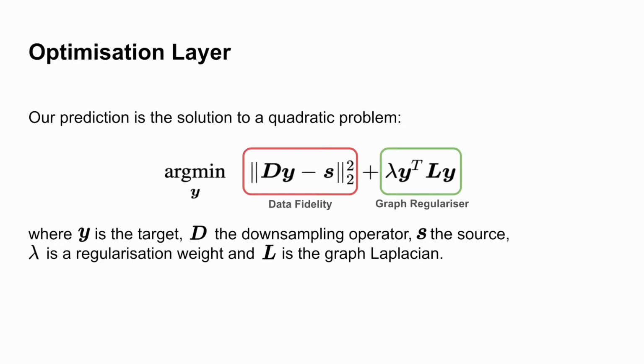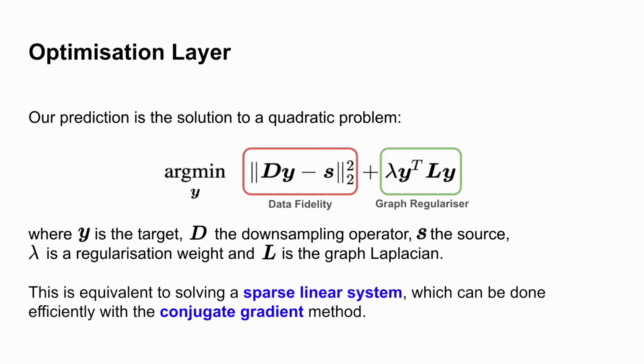Let's now deep dive in our optimization layer. The prediction that our model makes is the solution to this quadratic problem, which has a data fidelity term that effectively forces the prediction to be consistent with the source when downsampled to the original resolution. And a second term, the graph regularizer, which measures how smooth our signal, or in this case, our prediction is on the learned graph represented by its Laplacian. This quadratic problem is equivalent to solving a sparse linear system, which we can efficiently do with the conjugate gradient method.